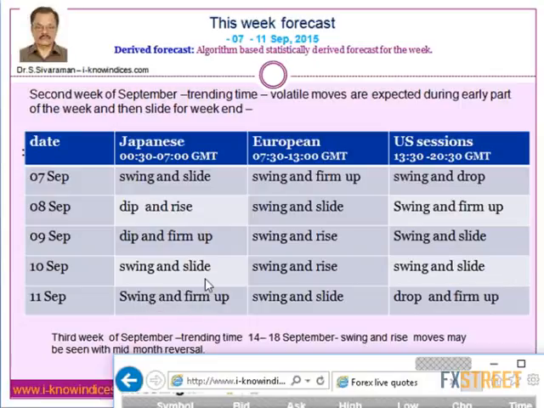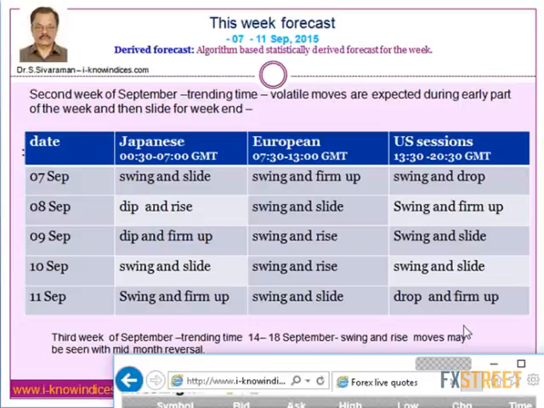Then Friday, again they are expected to make a small firm up during the Japanese session and then slide and then drop during the early US session and firm up towards close. So what happens is they just build the sell positions by firming up. And afterwards on Friday, they drop the market to the new lows and accumulate the buy positions against their sell.